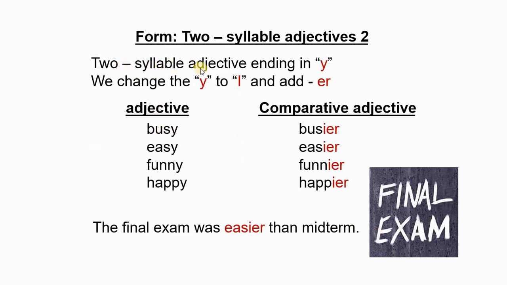Two-syllable adjectives ending in Y: we change the Y to I and add ER. Example, the adjective busy ends in Y. So we have to change Y to I and we add ER. So busy becomes busier.